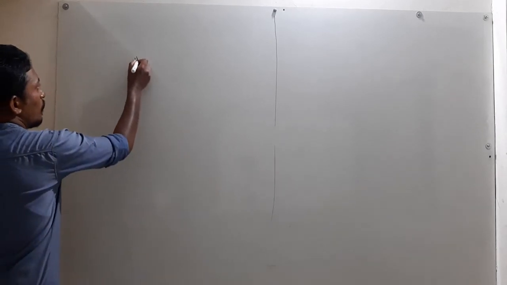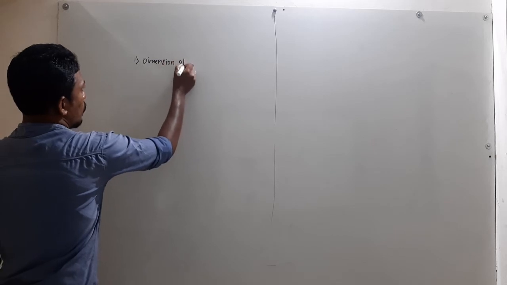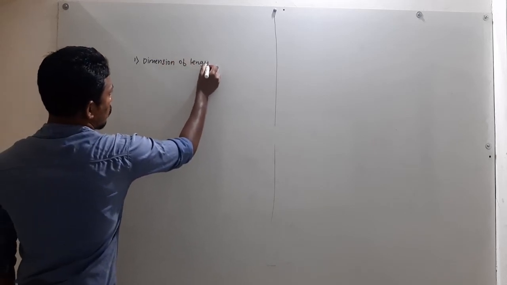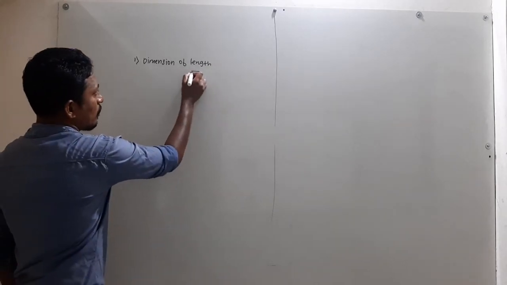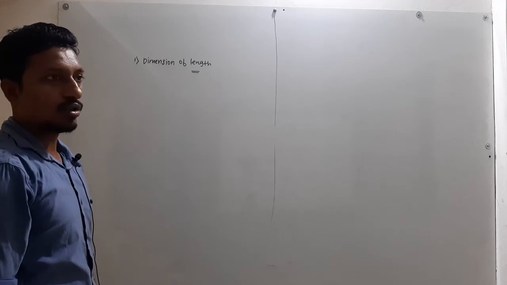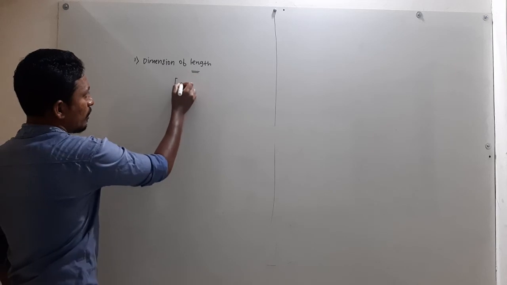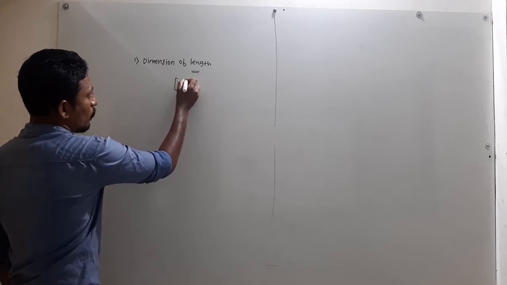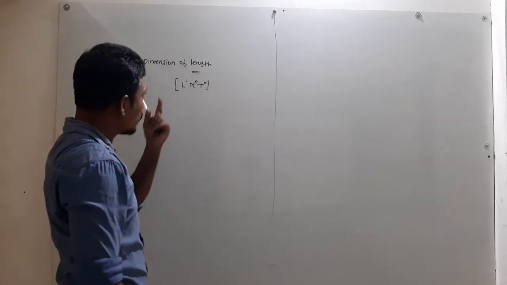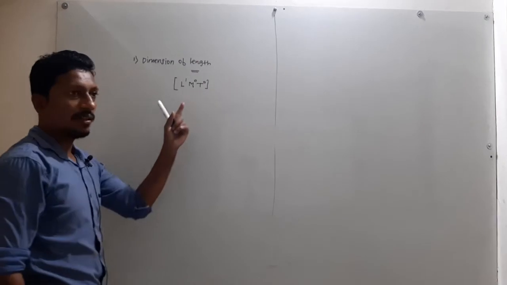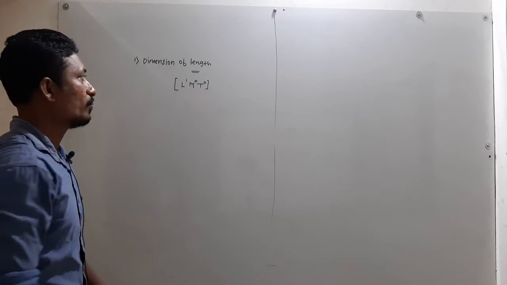First one is the dimension of length. In the dimension of length, only length is involved, right? To represent the dimension of length, L raised to 1, M raised to 0, T raised to 0. That is, mass is 0 present, time is 0 present.